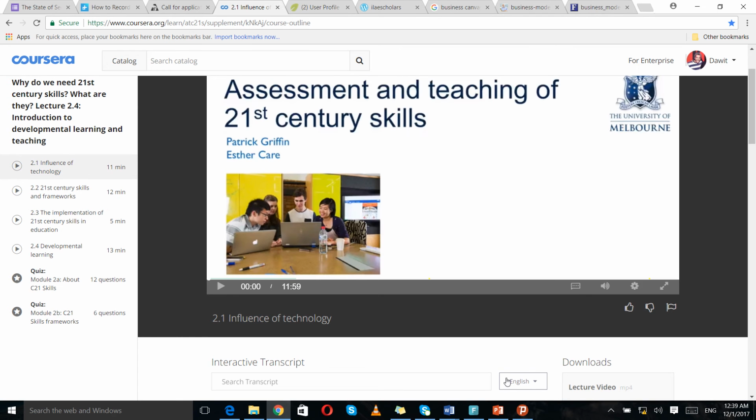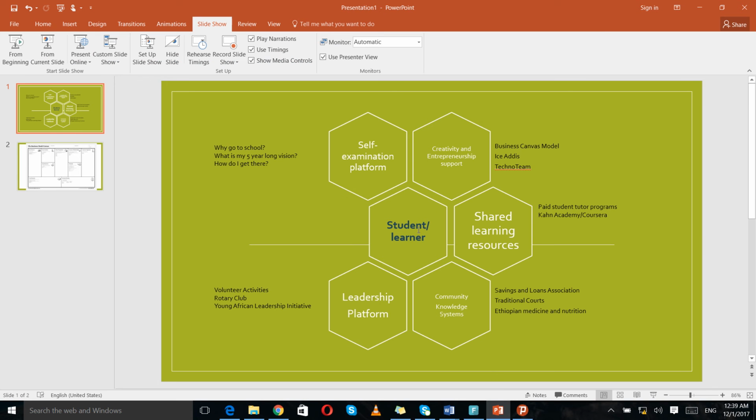So these are the things I want to talk about, right? So the student and the learner just benefiting from shared learning resources, right? There are vast resources within the school that we need to incentivize, but also cloud resources that definitely we can use, right?